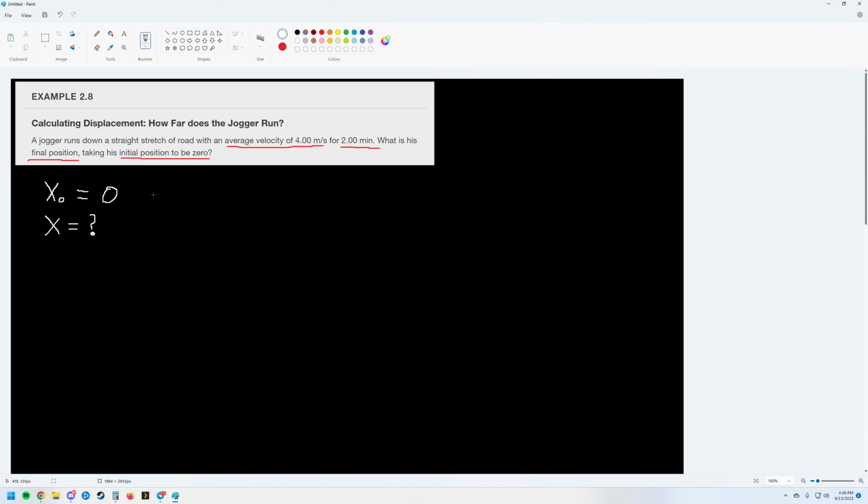Our average velocity, written as v with a little line over it, is equal to 4.00 meters per second. It doesn't tell you this here, but we're assuming the acceleration of x is equal to 0. He's not speeding up, he's not slowing down, he's just chugging along. And then time is equal to 2.00 minutes.